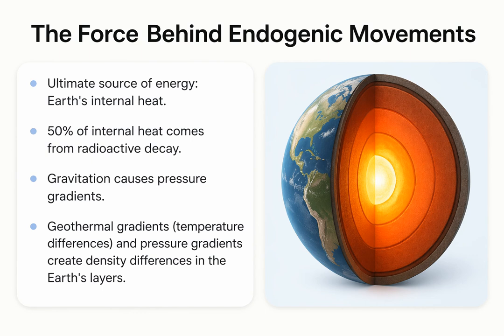About half of this intense heat is generated by radioactive decay happening deep within the planet's core and mantle. Additionally, the immense force of gravitation creates severe pressure gradients. As you move through the various layers of the Earth, you encounter significant differences in both temperature, known as geothermal gradients, and pressure. These variations naturally give rise to differences in density within the molten rock.